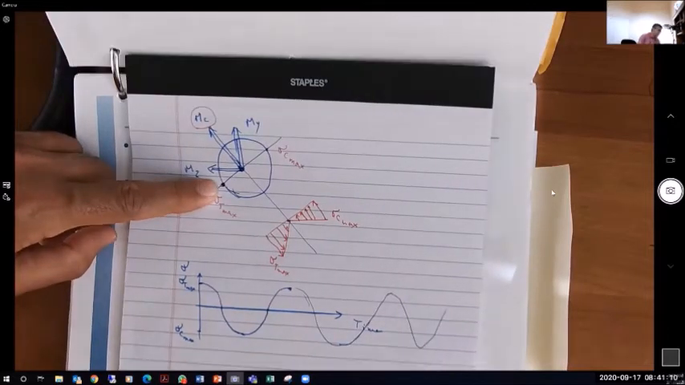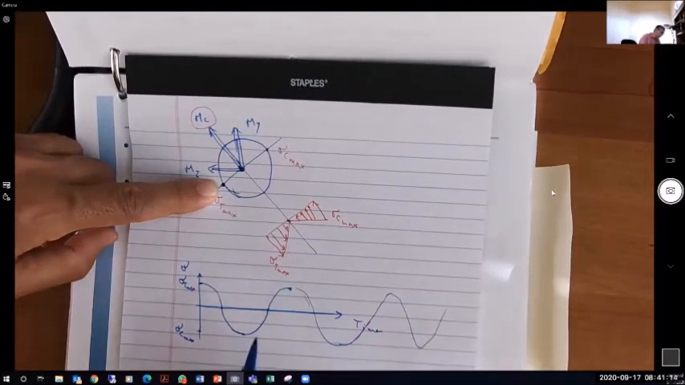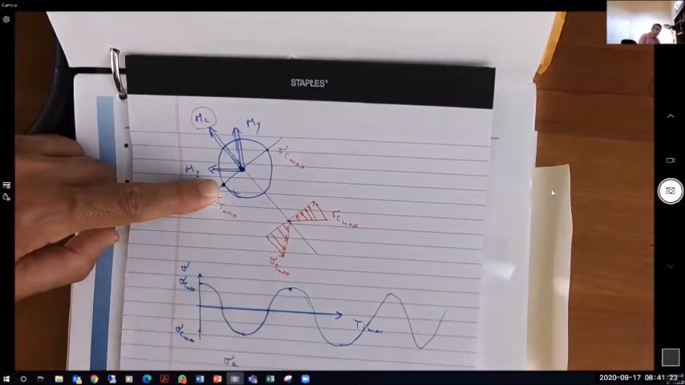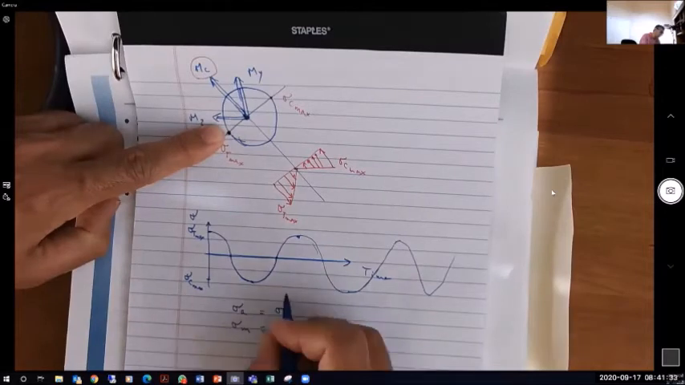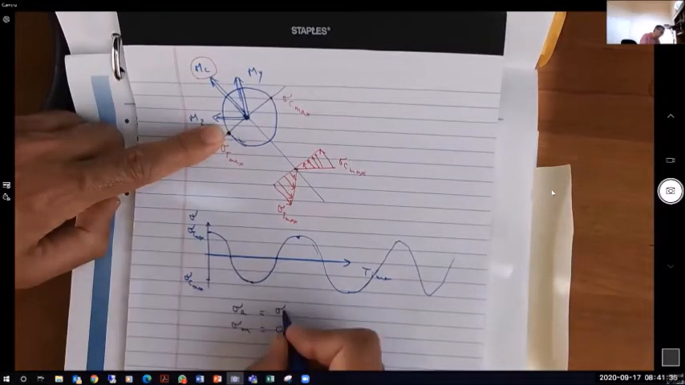You all see that? Now, looking at this, I can clearly say that in terms of fatigue, if I identify the most important parameters, sigma A, the alternating stress, and sigma M, it becomes obvious that sigma M is zero, and sigma A is equal to sigma max.